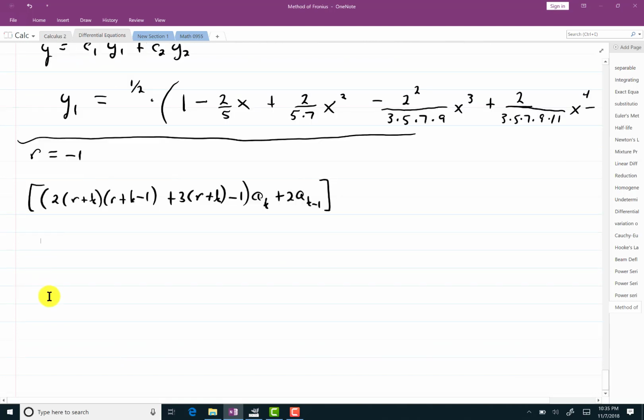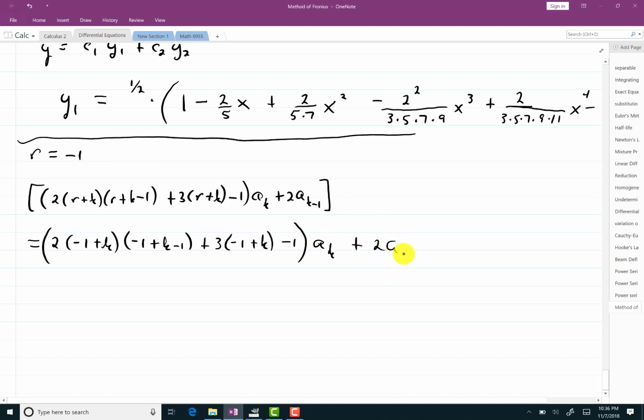Alright, so let's go ahead and plug in our numbers. I'll have 2 times (negative 1 plus k) times (negative 1 plus k minus 1) plus 3 times (negative 1 plus k minus 1), and all of that stuff is attached to a sub k, and then plus 2a sub k minus 1.